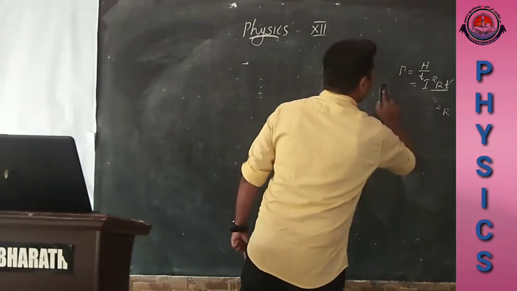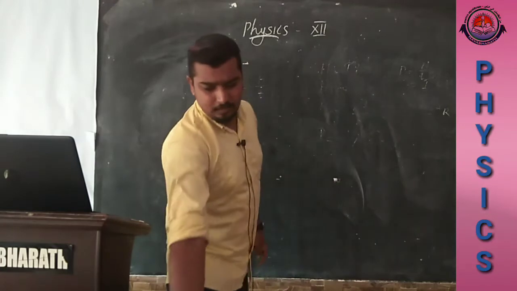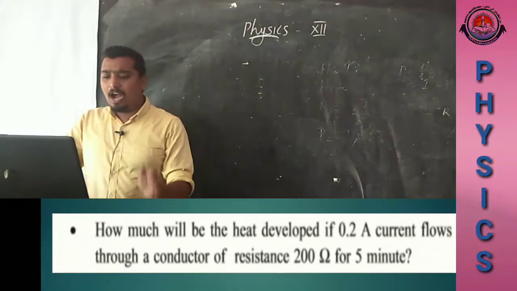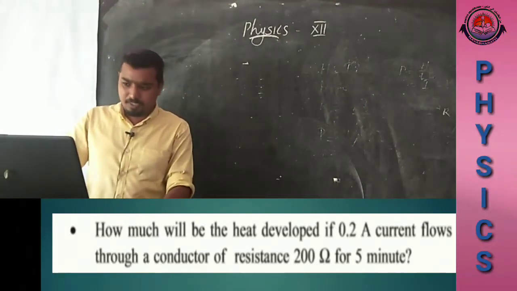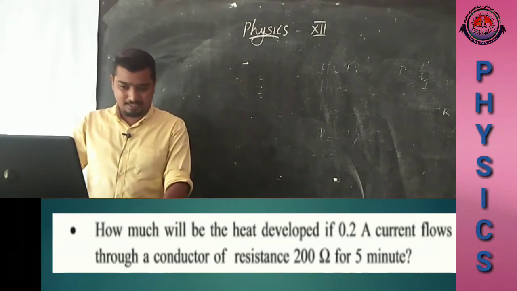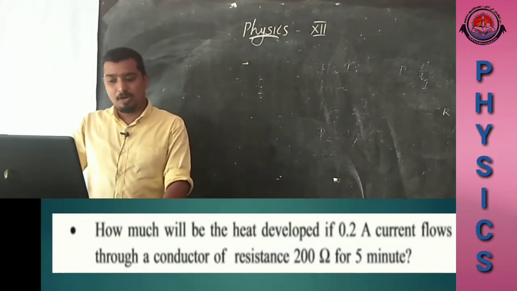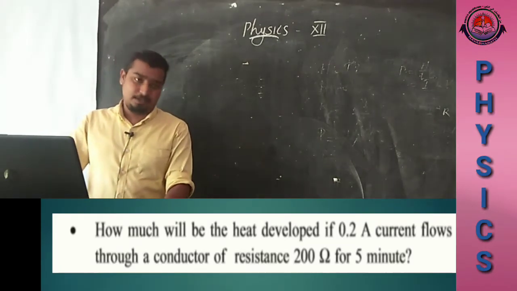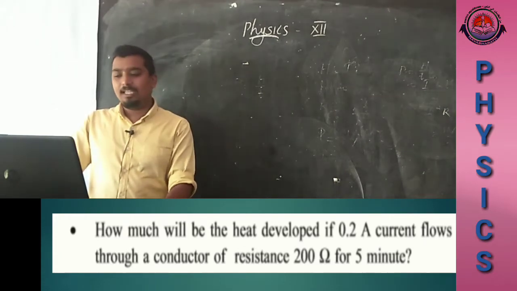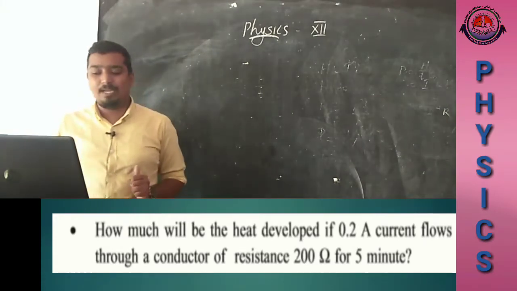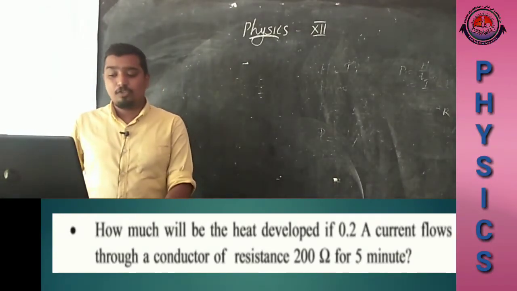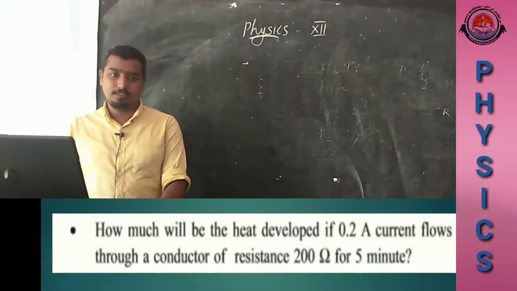The first question is related to heat energy. How much will be the heat developed if 0.2 ampere current flows through a conductor of resistance 200 ohm for 5 minutes? I repeat, how much will be the heat developed if 0.2 ampere current flows through a conductor of resistance 200 ohm for 5 minutes?